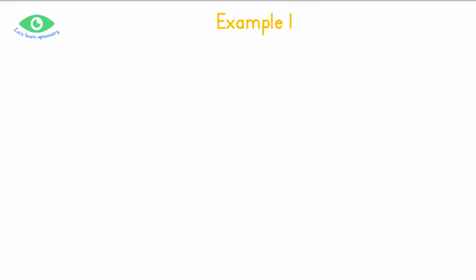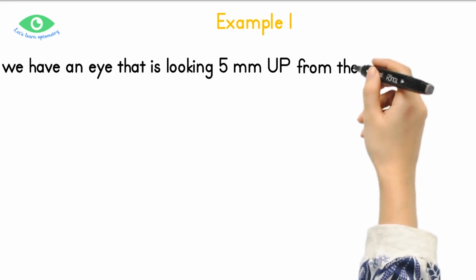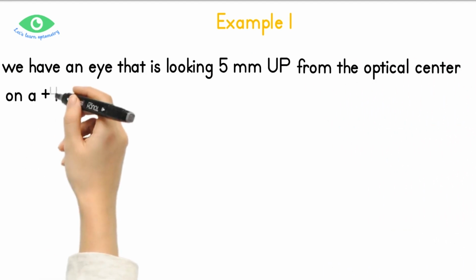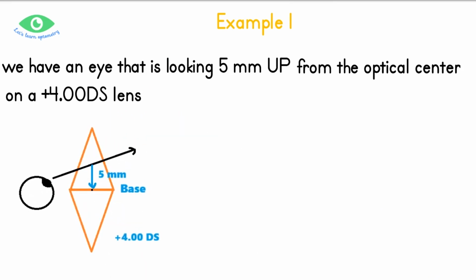Let's see some examples. In this example, we have an eye that is looking 5 mm up from the optical center on a +4 diopter lens. We want to know how much prism is induced. Remember, prism is measured from the optical center of the lens. So in this example, the eye is looking up, so prism is stated as base down.